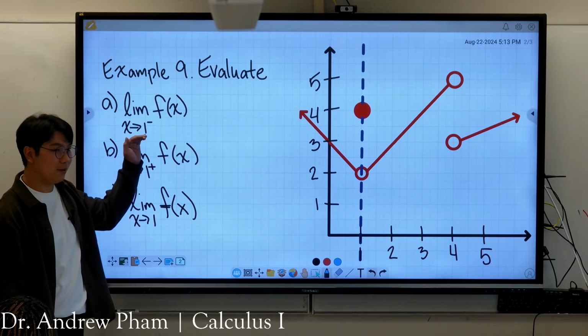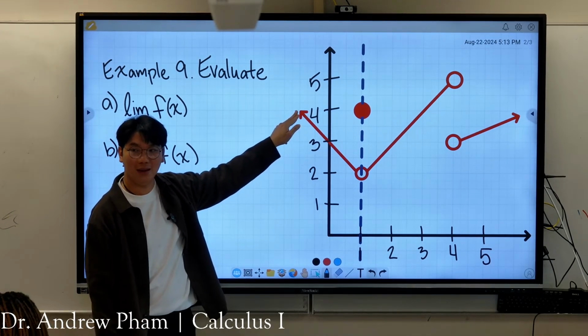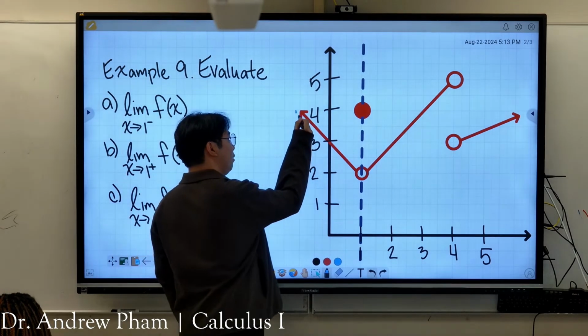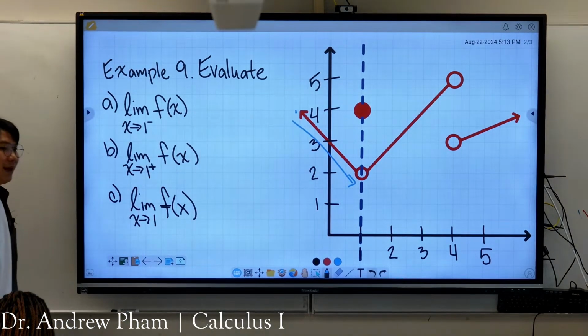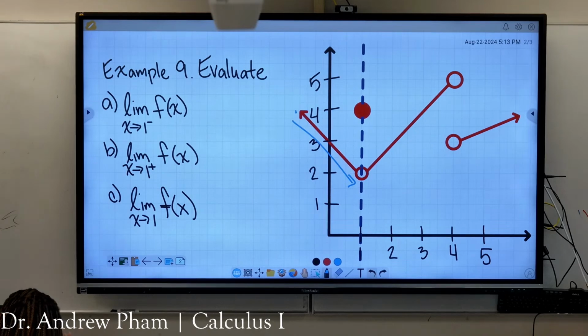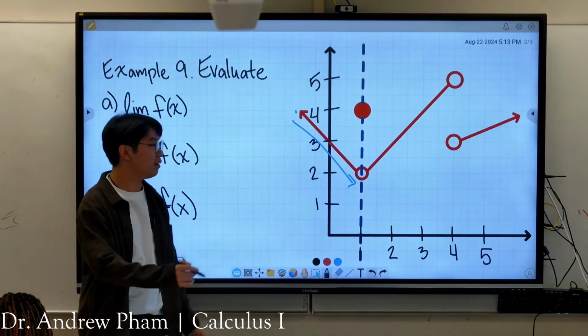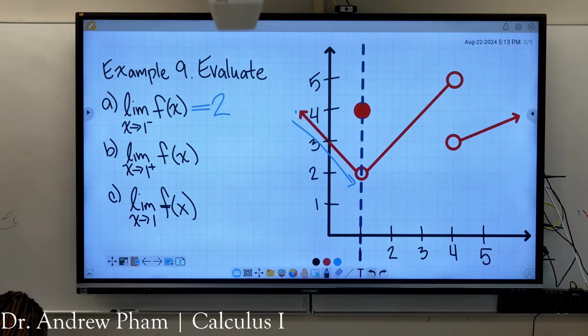So if I want to work from the left, I start from the left of my line, and then I just want to follow my graph and get closer. So let's follow my graph. What y value does it look like I'm approaching from the left? 2. My arrow is quite literally pointing, well not exactly, but pointing to 2. So my left-hand limit is a nice 2. I'm done with part A. Again, no calculations, we're observing the graph.